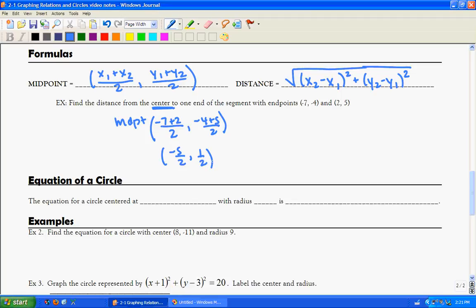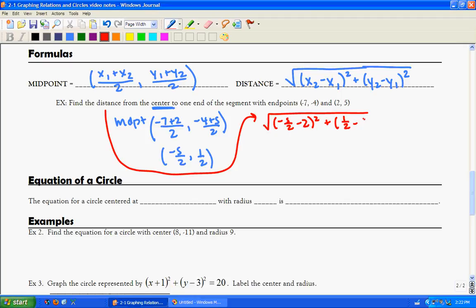And then we want to find the distance. And so that requires our distance formula. So we're going to have the square root of, we're going from the center to one end. So you can pick either end you want. I'm going to go with the (2, 5) just because they're both positive. So I'll have (-5/2 minus 2) squared plus (1/2 minus 5) squared.